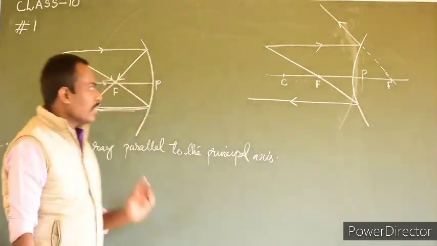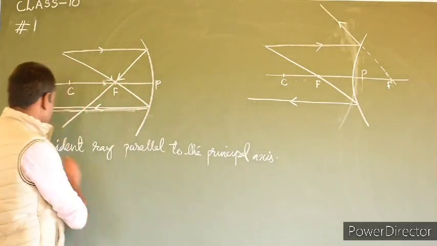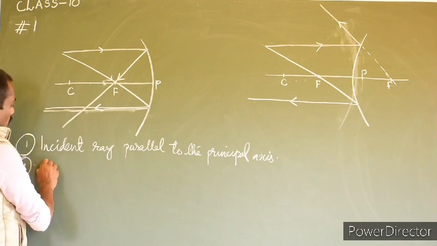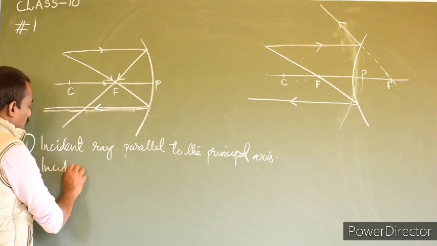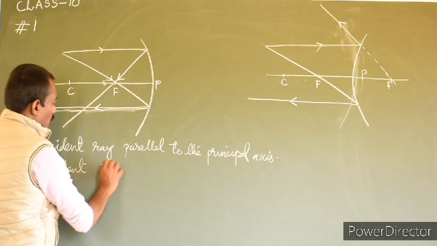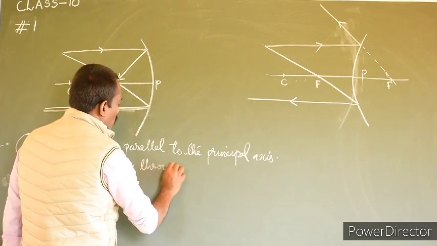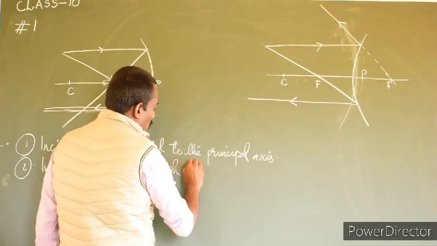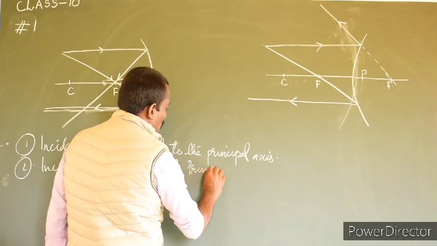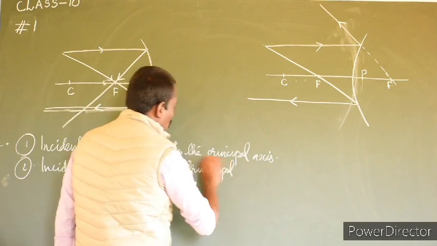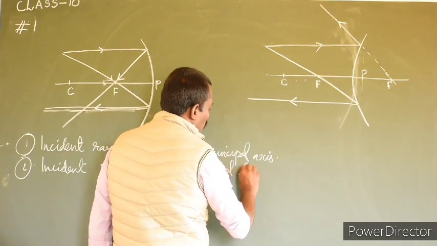And now the third ray we are going to consider is, the second ray is what? Incident ray passing through the principal focus.